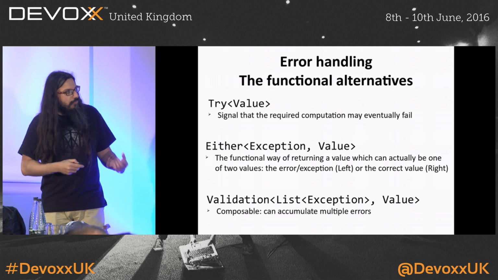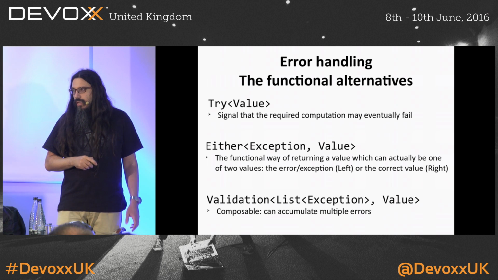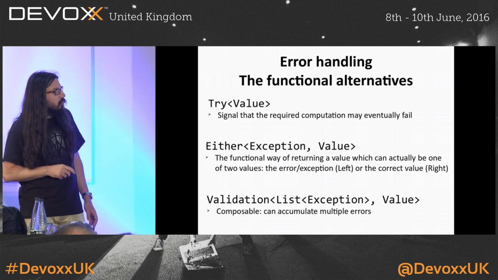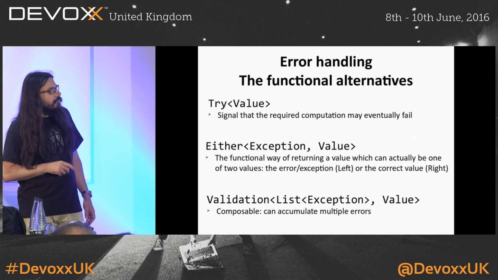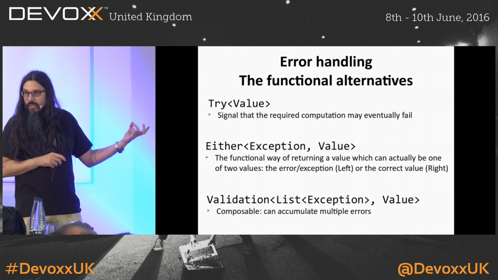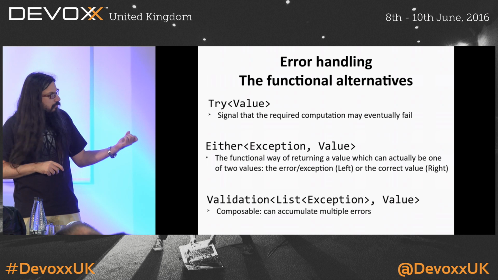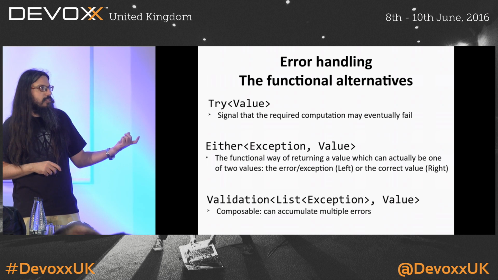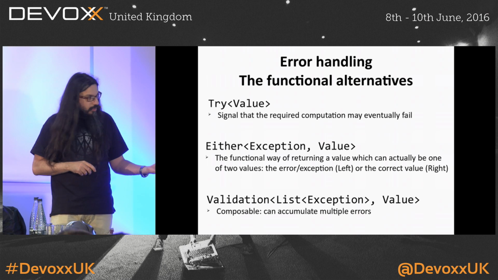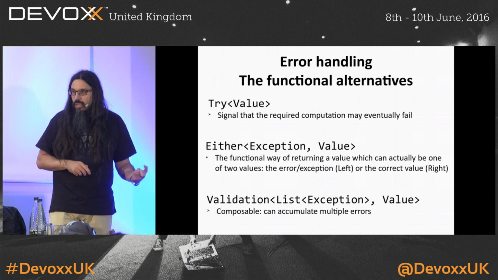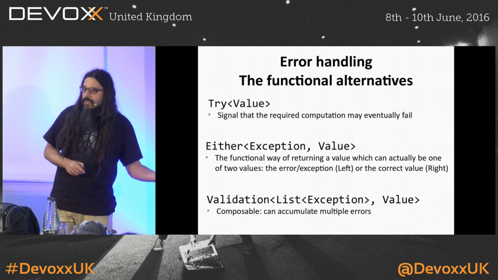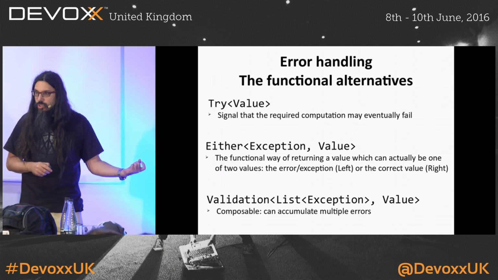You have different flavors of this idea that are also in JavaSlang if you want to use them. The try is the simple one because you have only the type of the value. The either is the same thing, but this time you also have the type of the exception. The validation is even better because you don't have a single exception, but you have a list of exceptions.